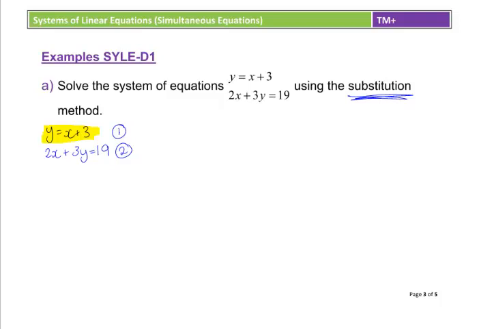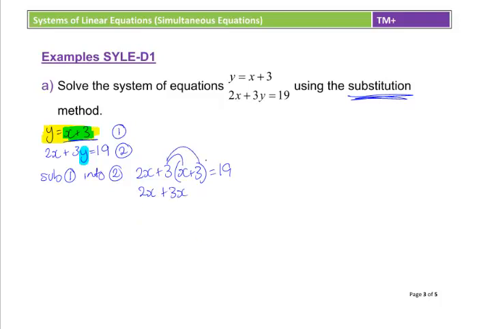How I'm going to substitute is I'm going to take this y is x plus 3 and put it where that y is. So I'm going to sub 1 into 2. That means 2x plus 3 lots of y, but y is x plus 3, equals 19. Expand my brackets out: 3 times x is 3x, 3 times 3 is 9, equals 19. Collect like terms.